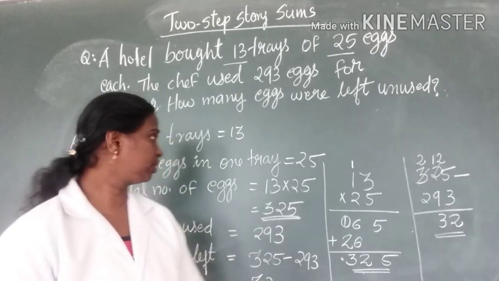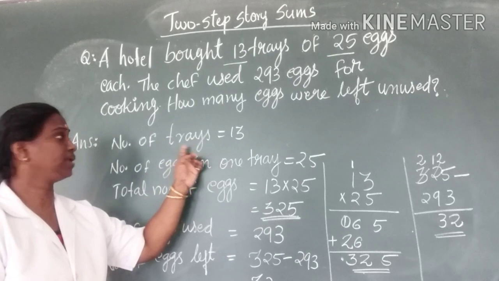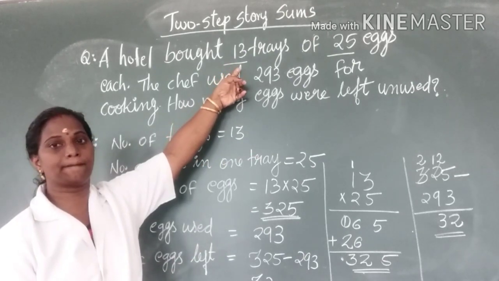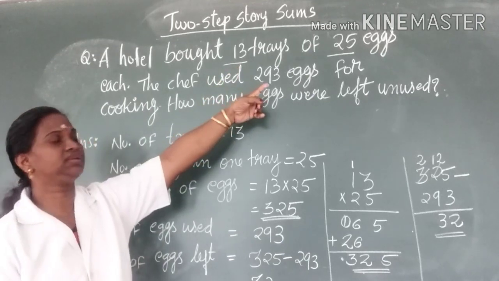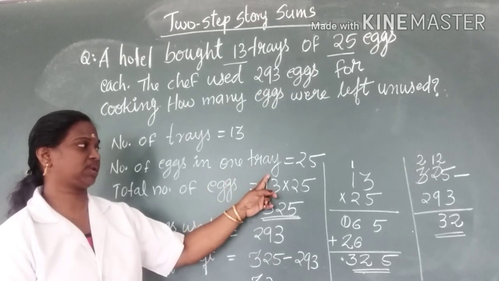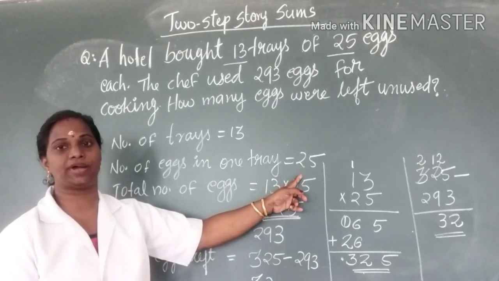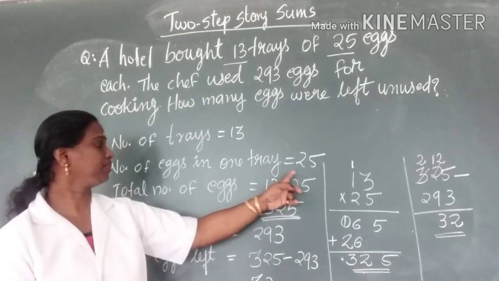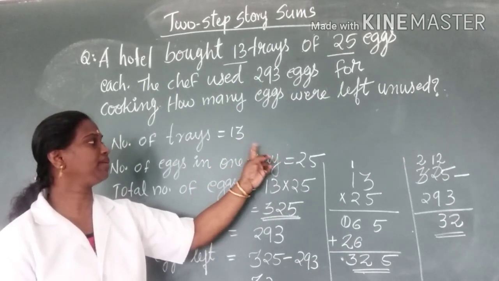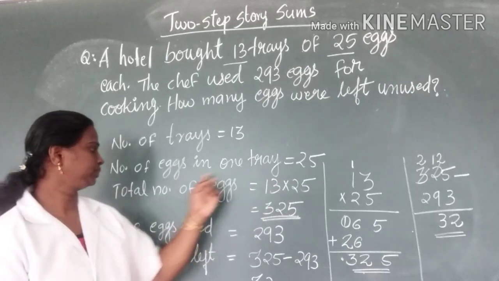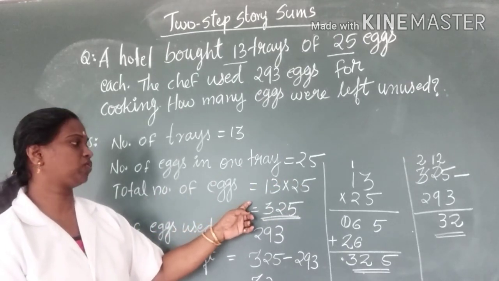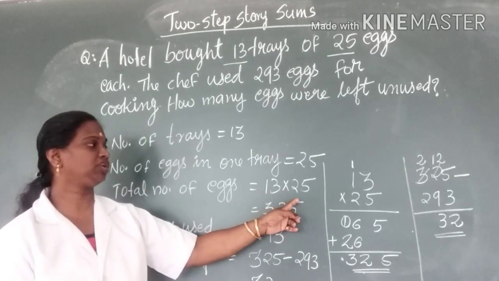Okay, so we have the statements. First statement, number of trays is equal to 13. Then the next number, 25. So number of eggs in one tray is equal to 25. Clear? Then we can find the total number of eggs by multiplying 13 into 25. The statement is total number of eggs is equal to 13 into 25.